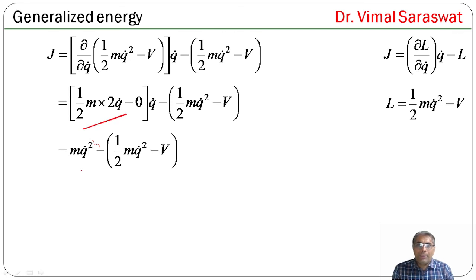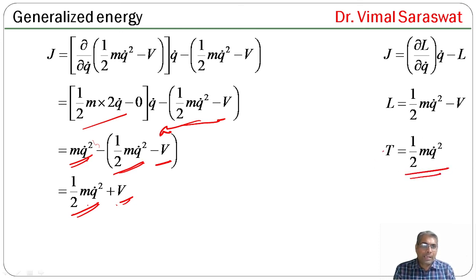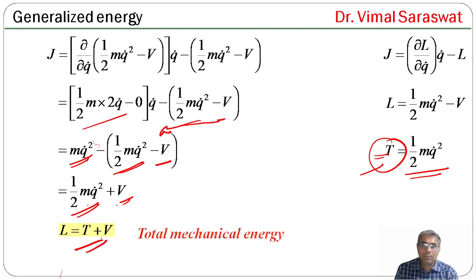So this will be m q̇ squared minus this term as it is. Now m q̇ squared minus half m q̇ squared is half m q̇ squared, and this V will be as it is. So J equals half m q̇ squared plus V, and half m q̇ squared is the kinetic energy of the system, which is represented with T. So J equals T plus V. It means the Jacobian represents the total mechanical energy of the system.